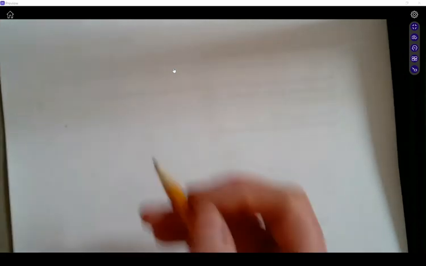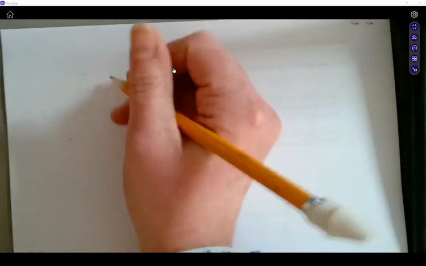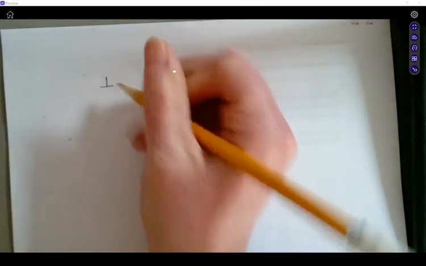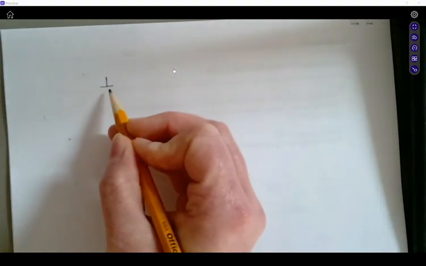So guys, I need you to turn your papers over to the back side because today we're going to do a review activity on circumcenters, incenters, and centroids. So first I want you guys to write this down on the back side. I'm doing an upside down capital T for perpendicular.